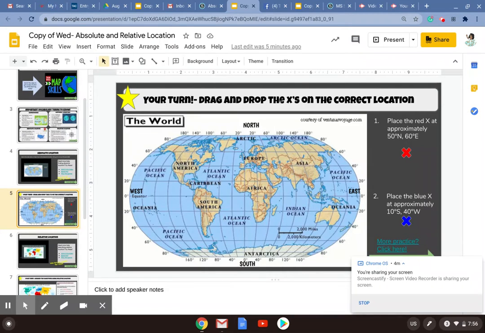Then it's your turn. You're going to drag and drop the X's on the correct location. So you're going to take this red X, click it, and you're going to drag it to where it's 50 degrees north, 60 degrees east. And then same thing for the second one, at 10 degrees south, 40 degrees west. Hopefully you know where you are in this map. And I even included north, east, south, and west, so you know which way to go.